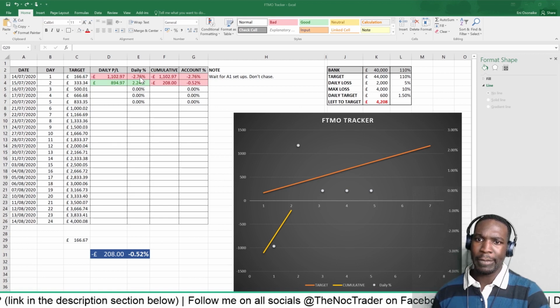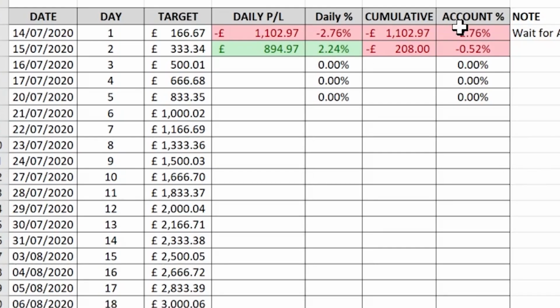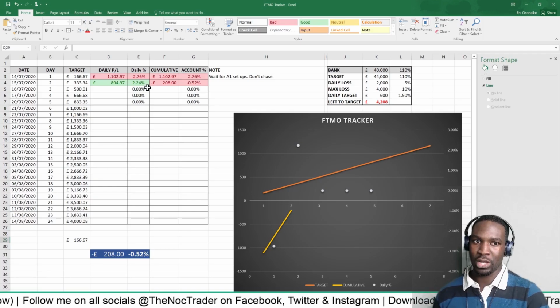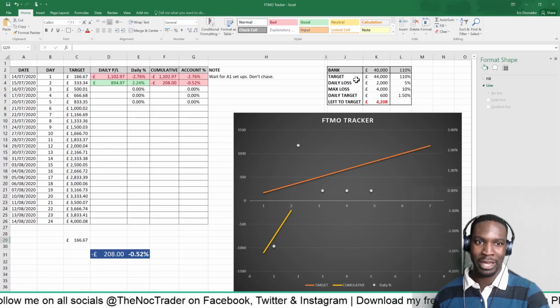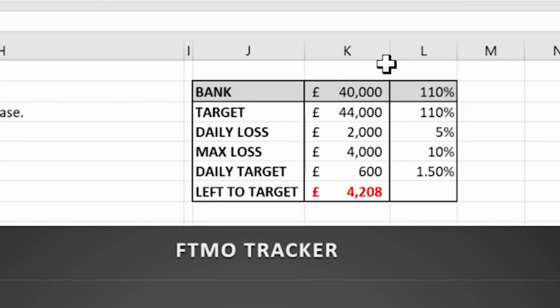First day I made a loss, and the daily return, I made a 2% loss and my account was down 2.76%. This just tells you where your account is. I just made a little area here. Obviously I need to make £4,000, but it's a £40,000 account, so I need a total of £44,000.